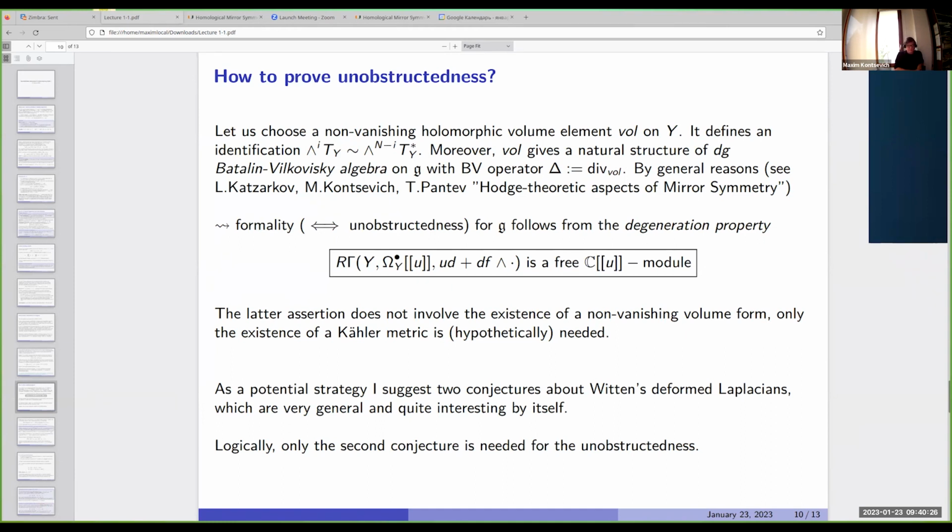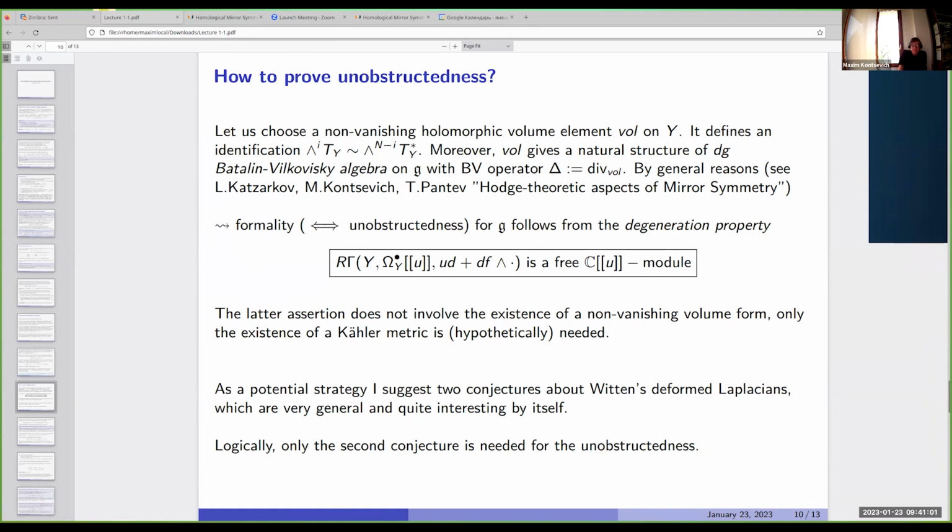It was a long time ago that Neil, Tony and I wrote the paper Hodge-theoretic aspects of mirror symmetry, and we built a general story about these Batalin-Vilkovisky algebras and homological smoothness. The conclusion is that unobstructedness, or formality, for this original DG algebra follows from a purely linear statement, not involving any commutators, from the degeneration property of a certain spectral sequence, which one can state as follows.